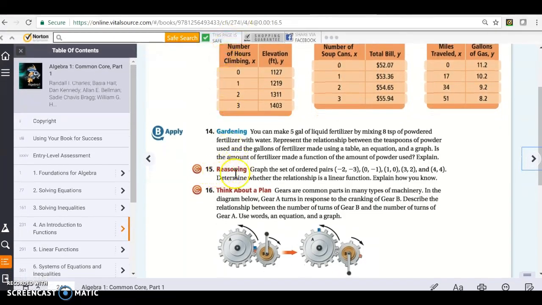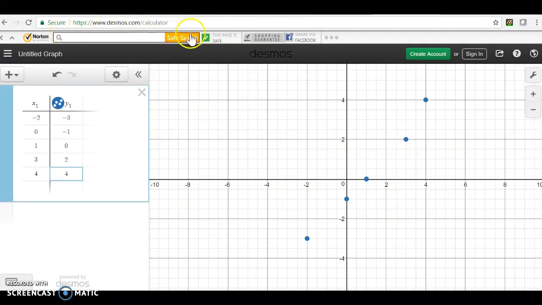Okay, we're looking at problem 15 from lesson 4-2 on page 244. It says graph the set of ordered pairs (-2, -3), (0, -1), (1, 0), (3, 2), and (4, 4). Determine whether the relationship is a linear function. Explain how you know.